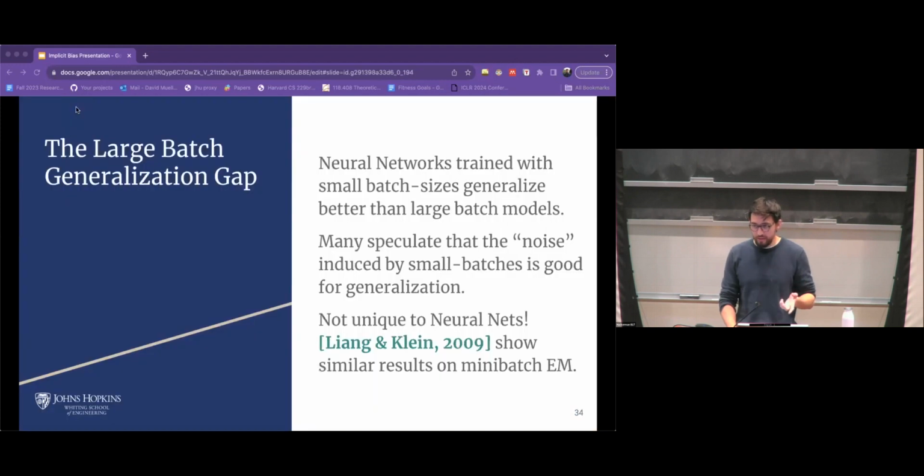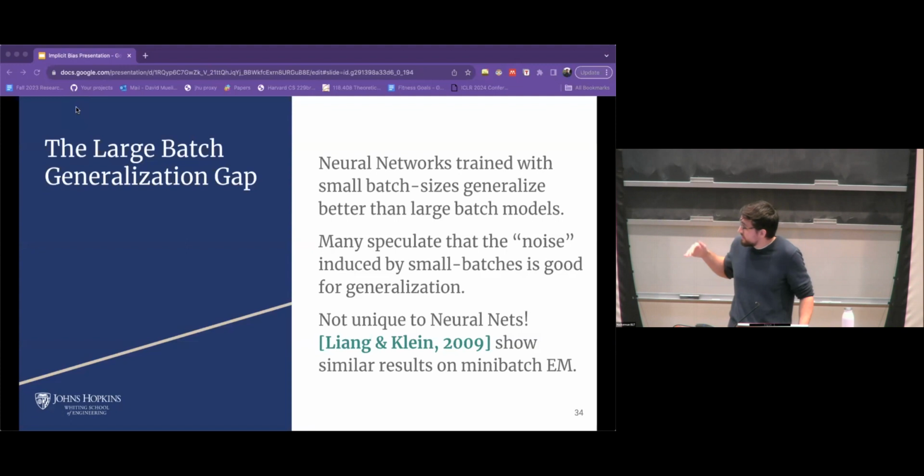And that is the large batch generalization gap. This is a phenomenon in deep learning that used to be fairly common knowledge: using a small batch size for your deep neural network would give you better generalization than a large batch size, right? There's a lot of speculation as to why this is, and a lot of people believe it's because you need some amount of noise early into training to escape bad minima and land in larger, wider basins of attraction that generalize better, right? That's the hypothesis.